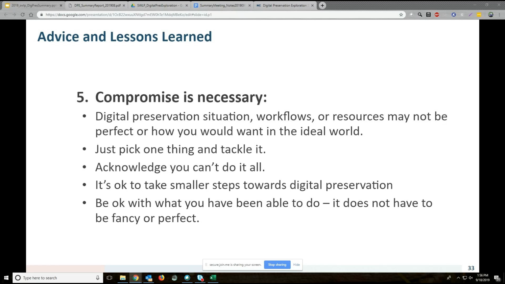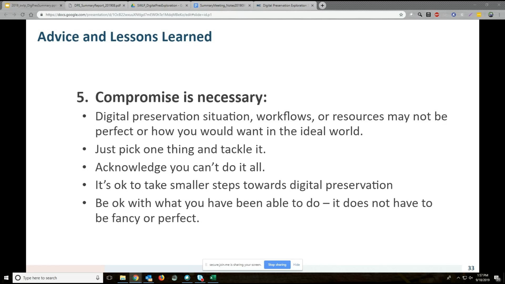I think there's a pressure or a need to want to do digital preservation exactly the way you're quote-unquote supposed to do it, and that simply doesn't exist. Your institution is going to have different needs than the other institution, and learning what's important to you and figuring out what is of value and what support you can get can help you move forward in it.